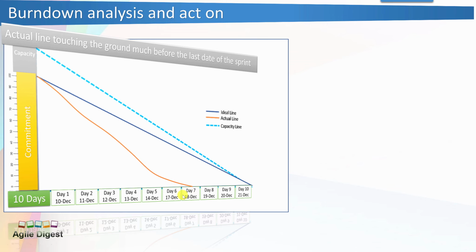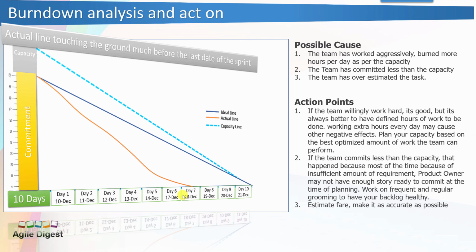Again, it's not very bad for the team, but there are improvement opportunities. There are opportunities that the team can deliver more in this situation. So we'll learn what exactly the possible causes are. The team has worked aggressively, burning more hours per day than the capacity. The team has committed less than the capacity, or the team has overestimated the tasks. So the team may have committed less than the capacity.